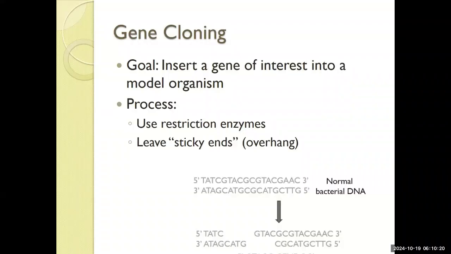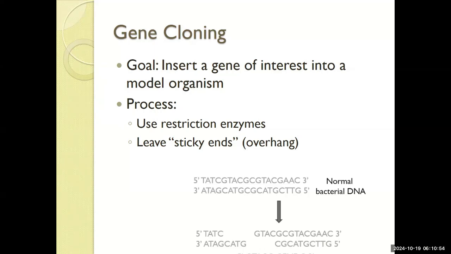Another technique that is up and coming is genetic cloning. Not to be confused with organismal cloning. Gene cloning is when we insert a gene of interest into a model organism. We could be adding a human gene for production of insulin into a bacteria because they're easier to grow and monitor. The process of this uses restriction enzymes, and that just means an enzyme that cuts the DNA at a particular place. And these cuts are at a diagonal, leaving sticky ends.